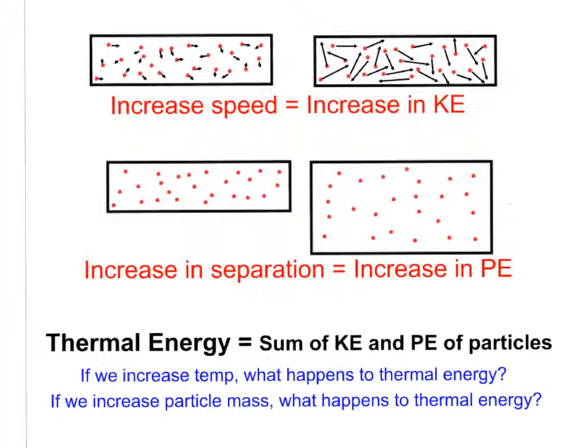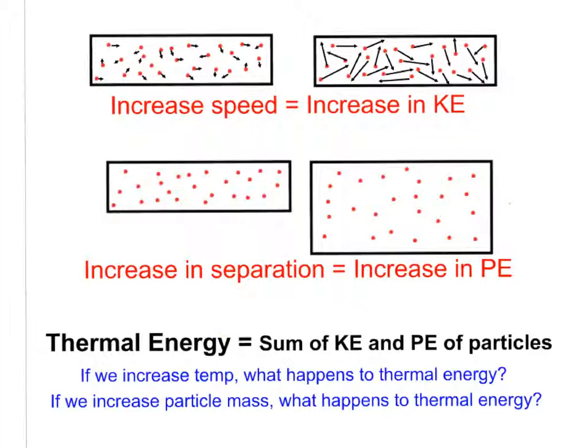If we increase the temperature, what happens to the thermal energy? Well, we know that temperature is the average kinetic energy of all those molecules, how fast they're all going about, and the average of that. So if we increase the temperature, we're increasing the kinetic energy, right? We're putting more kinetic energy into our system. And therefore, if we're increasing the kinetic energy, we're going to increase the thermal energy.